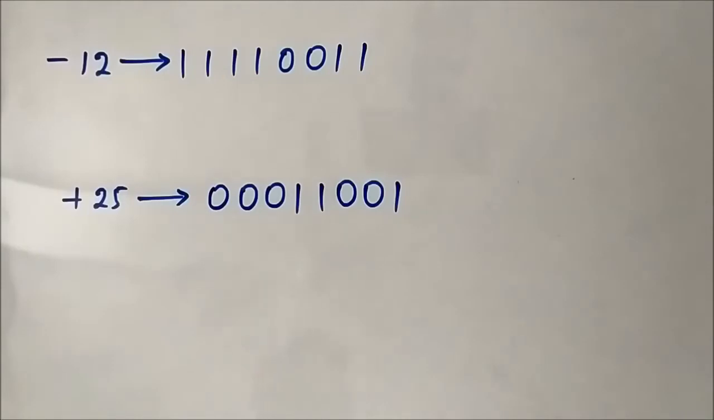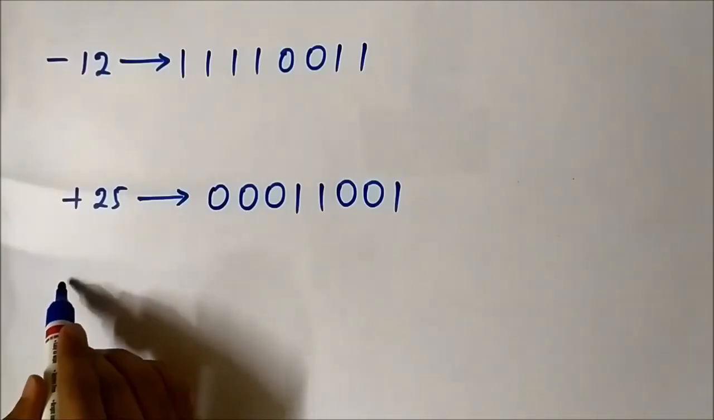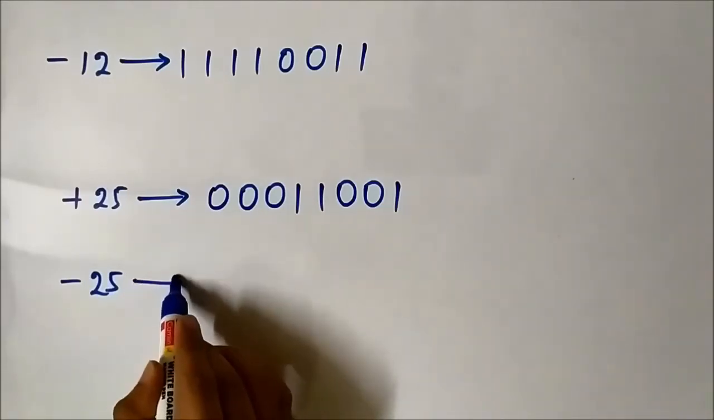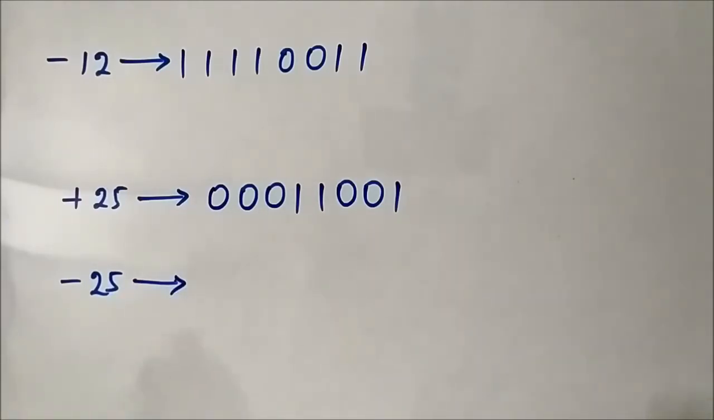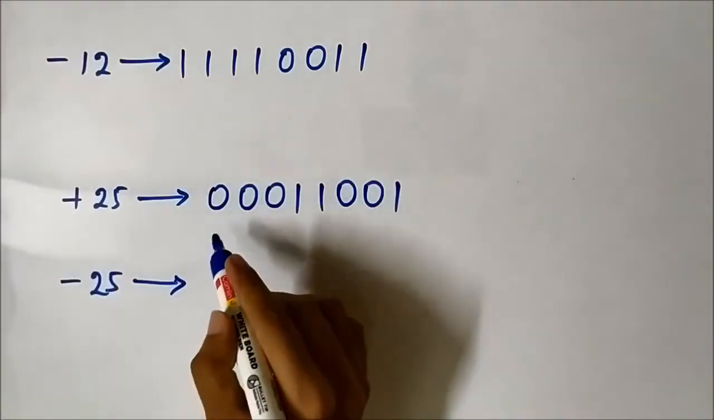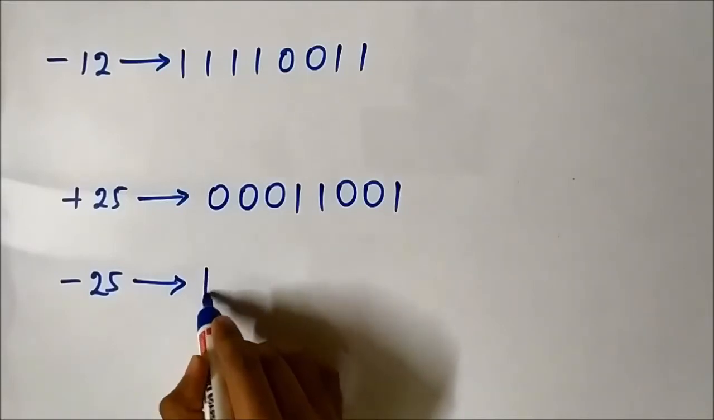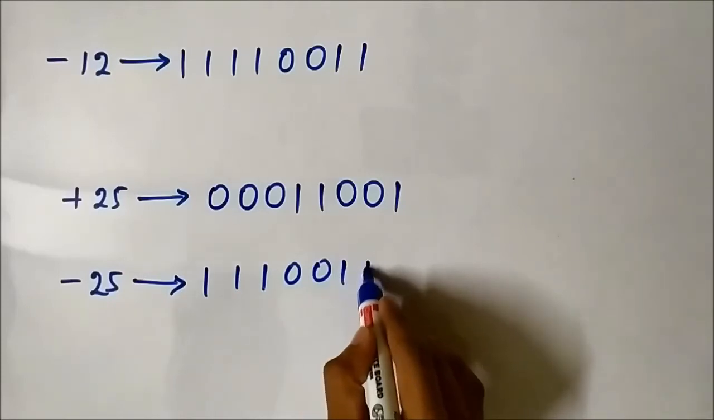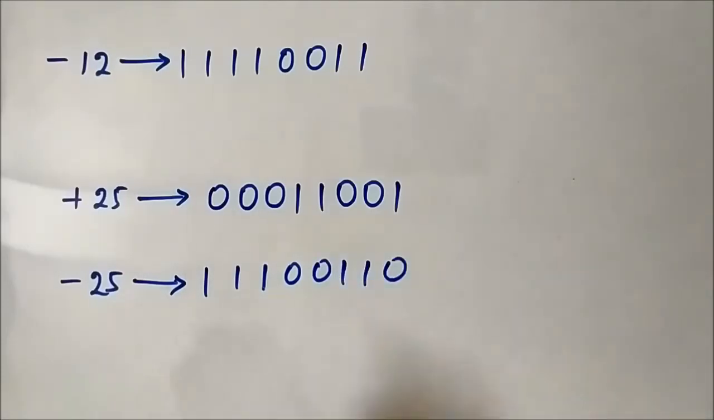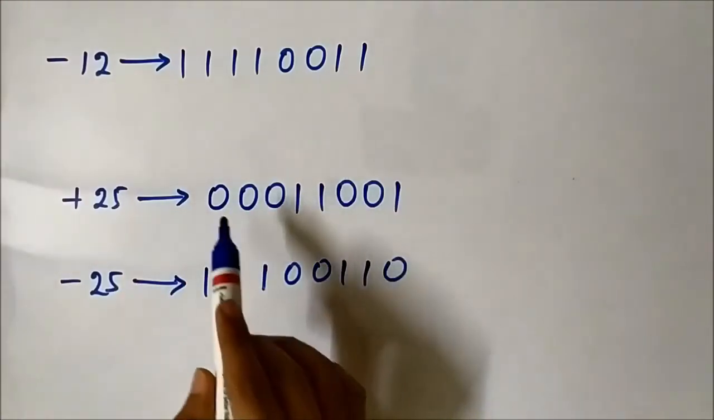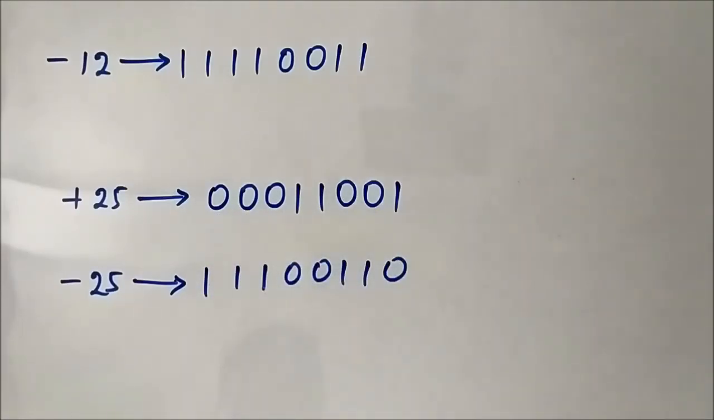So minus 25 will be represented as the 1's complement of the representation of the positive number. Change every 0 bit to 1 and every 1 bit to 0. So minus 25 will be represented in this way. Just take the 1's complement of the binary representation of plus 25.